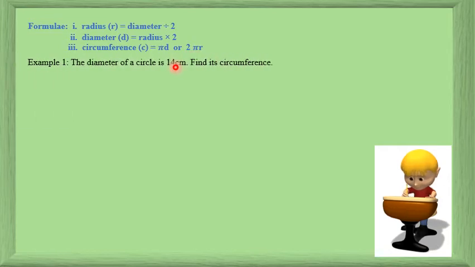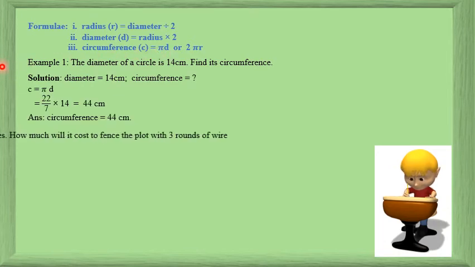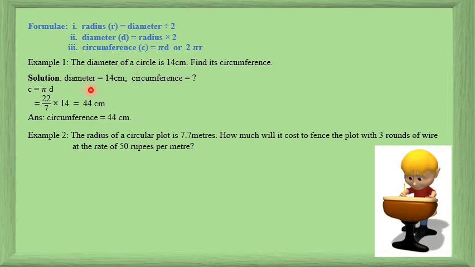Now let us consider this example. The diameter of a circle is 14 centimeter. Find its circumference. Now diameter is given, so obviously we'll use the formula pi d, and you just have to find its circumference. So this is how we do it. Write the data, write the formula, substitute the values, and your answer is 44 centimeter.